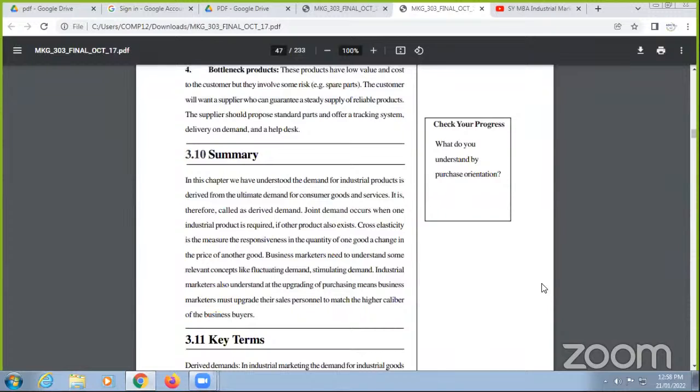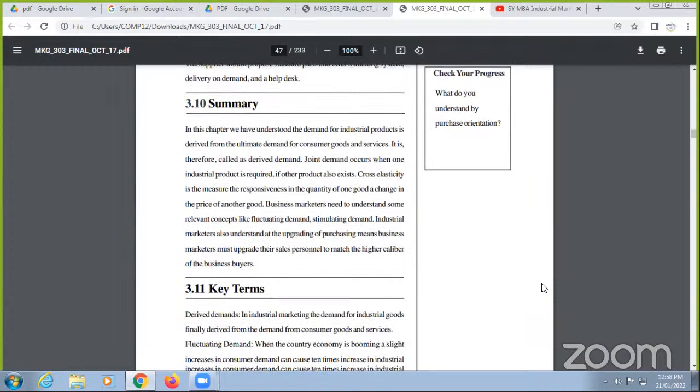In this unit, my summary. In this chapter, we have understood that the demand for industrial products is driven from the ultimate demand for consumer goods and services. It is therefore called derived demand. Joint demand occurs when one industrial product is required along with other products. Cross elasticity is the measure of responsiveness in the quantity demanded of one good to a change in the price of another good.